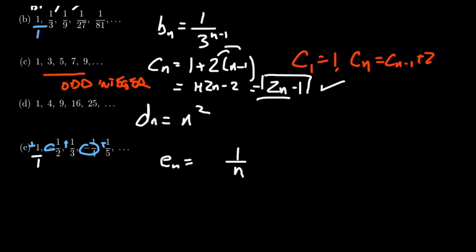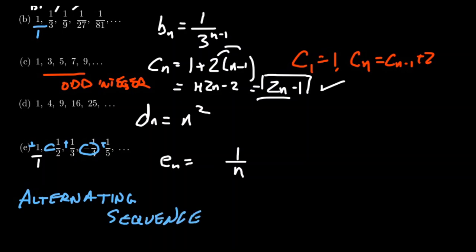This behavior we're seeing right here is often referred to as an alternating sequence because of the alternation of signs. It switches positive, negative, positive, negative. And so this is something difficult to have for a continuous function because there is no next term when you look in an interval of real numbers.